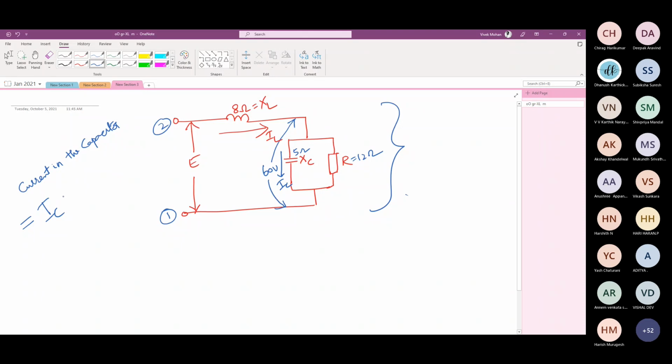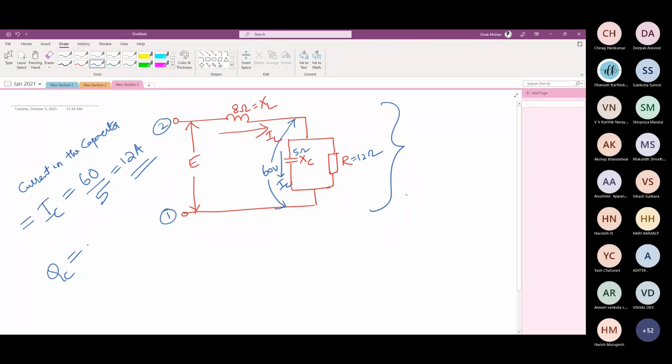What is IC? 60 is the voltage, right? 60 is the voltage. Then divided by 5, which is equal to 12 amps. Now I want to find QC. So here, what should be the sign of QC? What should be the sign of QC in this case? This is reactive power generated. So I will give a negative sign for this QC.